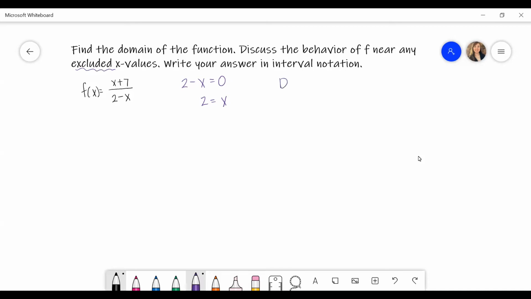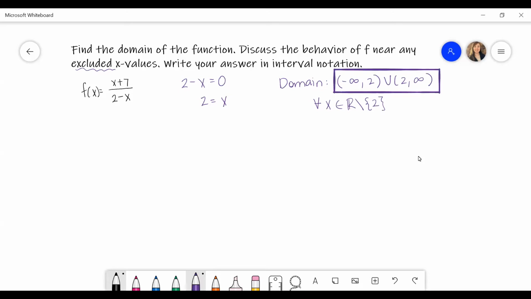So we would say something like our domain. This does ask for interval notation. That would be from negative infinity to 2, union 2 to infinity. Again, if you want math shorthand, all values x in the set of real numbers excluding 2. But this is maybe our more formal answer. I'm okay if you write the other one on an exam though. Okay, so this is our excluded value.